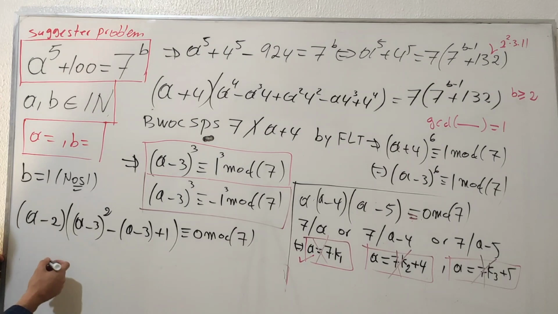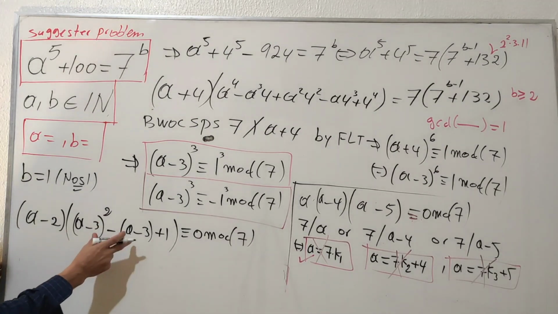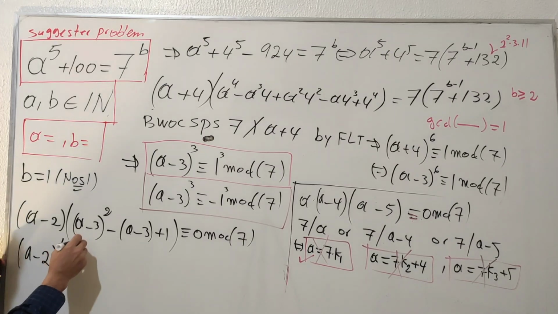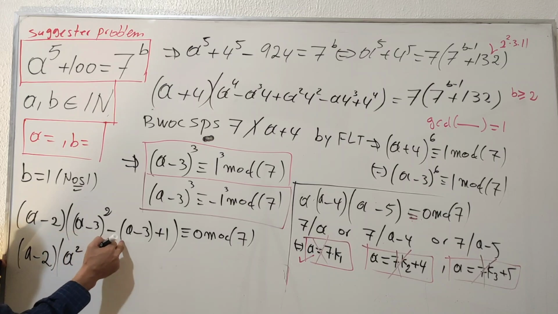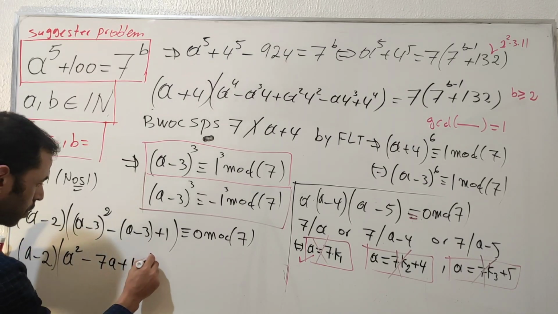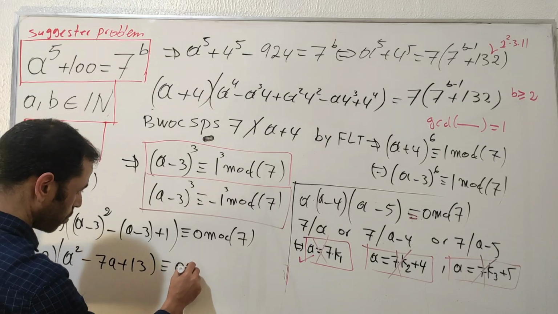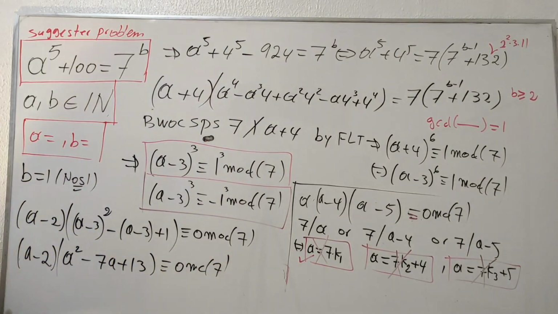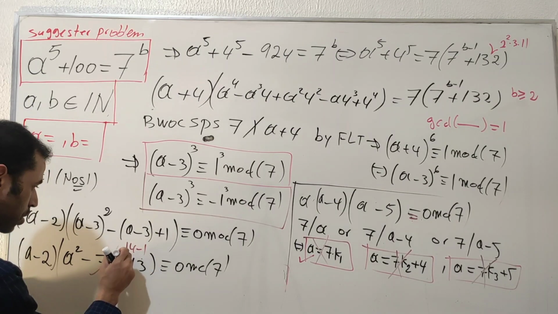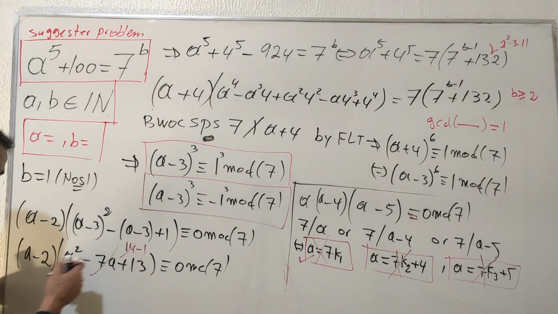So what do we need to do now? Just simplifying this expression. I will have a minus 2 factor. This one will become, clearly you will have a squared here, minus 6a minus this a, I will have minus 7a. This one is clearly a 9 plus 1, which is 10. 10 plus 3, which is 13, is congruent to 0 mod 7. So this 7a will be 0. This 13 is a 14 minus 1. This one 0. I will be left with minus 1.